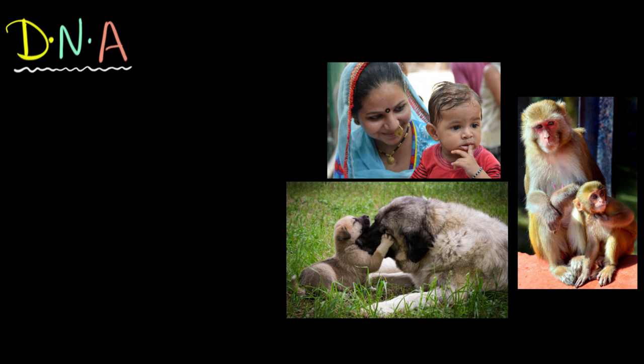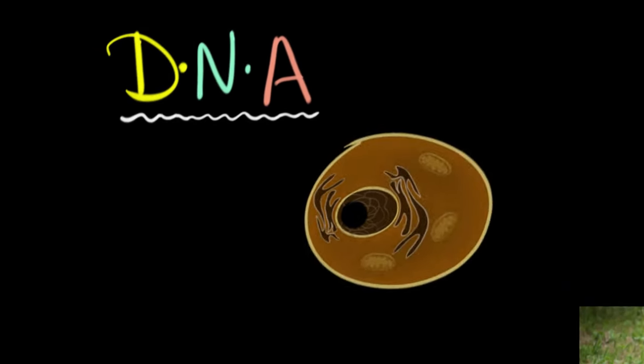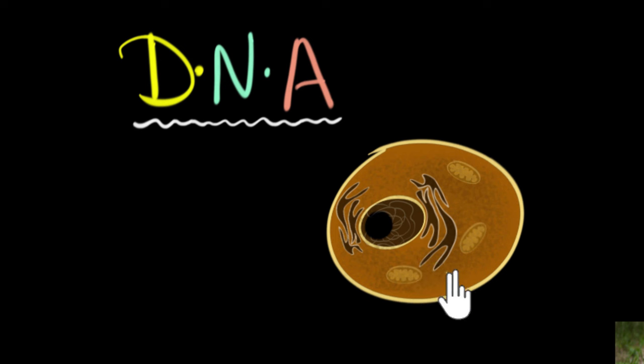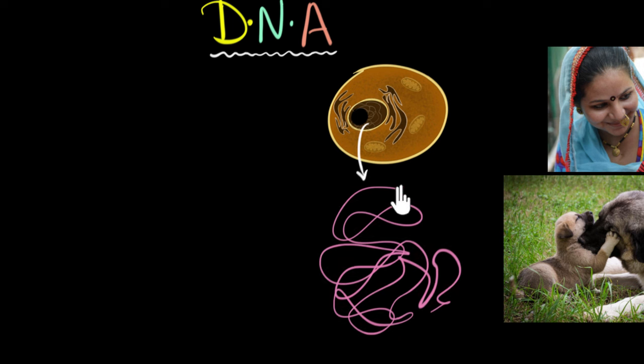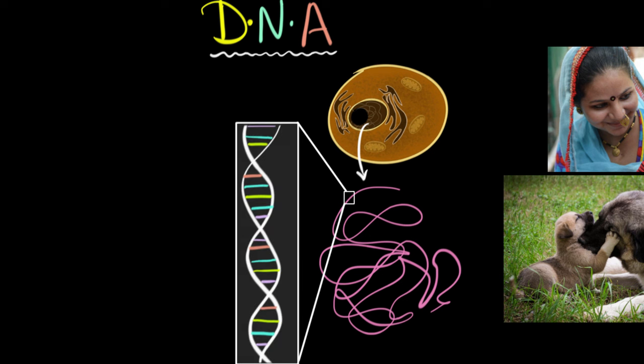Let's talk about that. First, let's start with where we find DNA. If we take any animal cell, let's say this is a typical animal cell, you'll find all its parts like the mitochondria, the endoplasmic reticulum, the cytoplasm, and all that stuff. You'll have the nucleus. And if you look inside the nucleus, that's where you'll find these long, highly coiled thread-like structures. If you were to zoom into that, you will see that it's actually made up of two strands wound together like this. We call it the double helix. And this is your DNA.